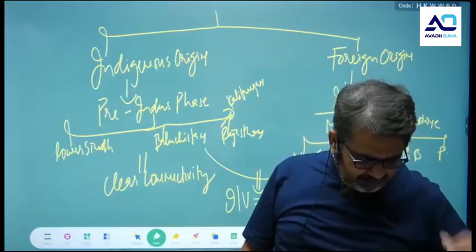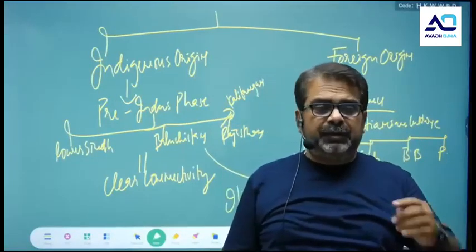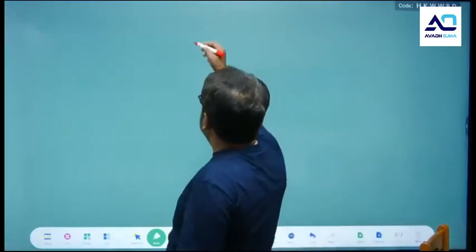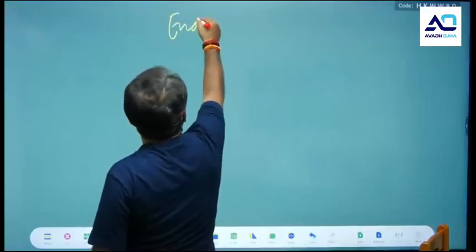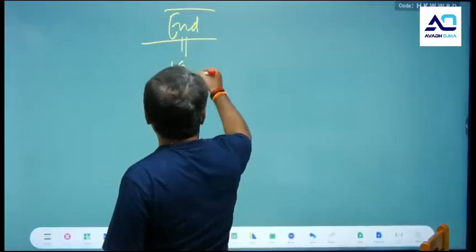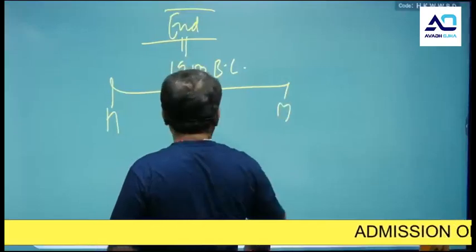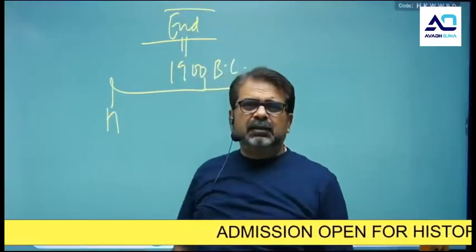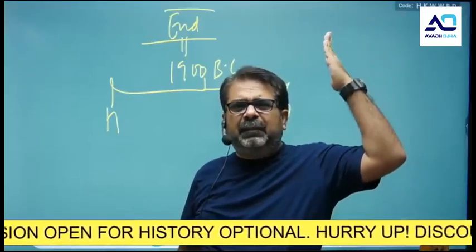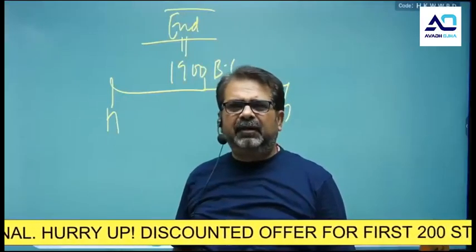Last heading: origin and end. As it is challenging to explain the origin, similarly it's very challenging to explain the end. After 1900 BC, Harappa and Mohenjo-daro disappear. The two largest settlements, the glories of Indus Valley, possibly one political capital, the other religious capital, they disappeared.